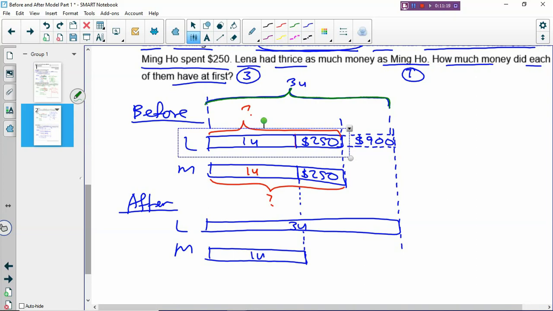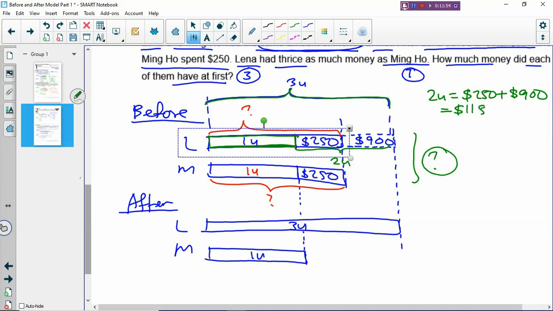And you minus 1 unit, which is over here. Remember what I told you? If you cannot plus, then you minus. For example, there's no total here, so you can't plus the numbers in the boxes. Then what do you do? You minus. So 3 units minus 1 unit, and you will get 2 units. And how much is 2 units? Your 2 units will be $250 plus $900, and you will get $1,150. That is your 2 units.